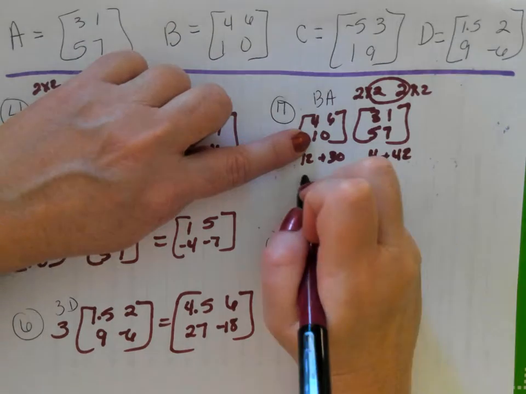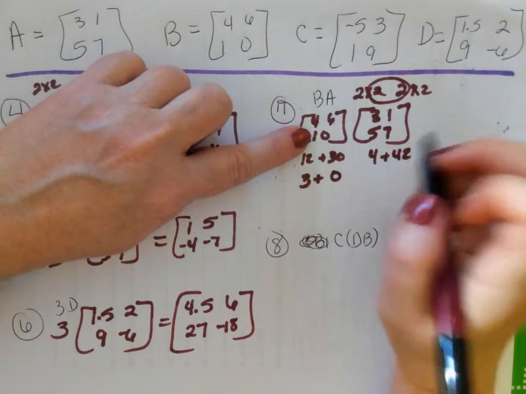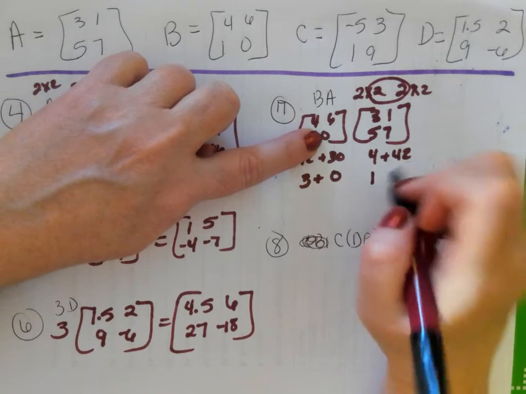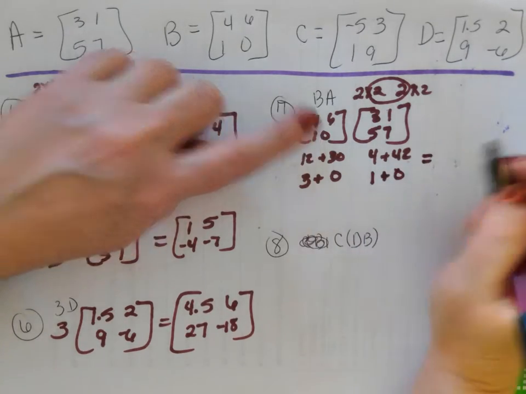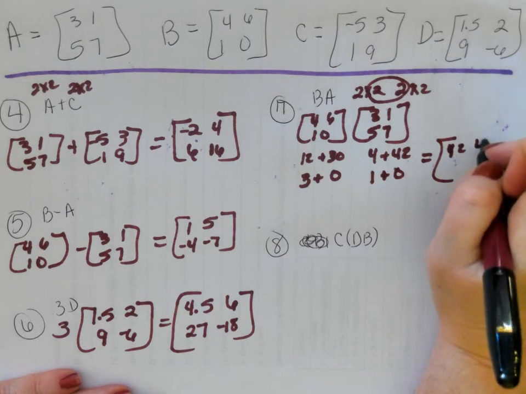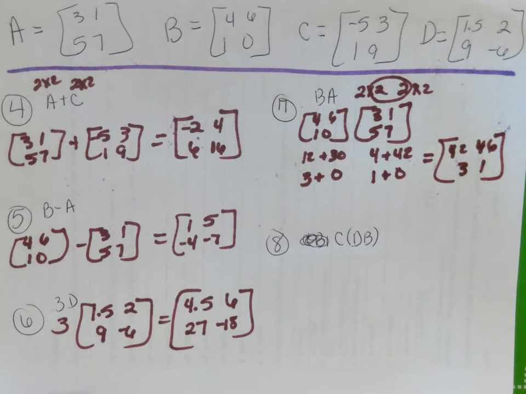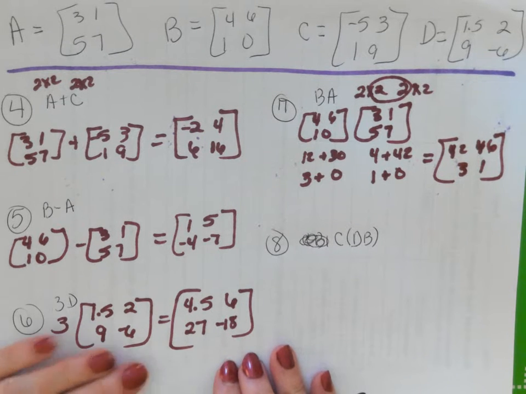1 times 3 is 3. 0 times 5 is 0. 1 times 1 is 1. 0 times 7 is 0. So our answer is 42, 46, 3, 1. Like so. Now number 8 asks us to do quite a bit. All of our matrices are 2 by 2, so it's perfectly legit to do them all.